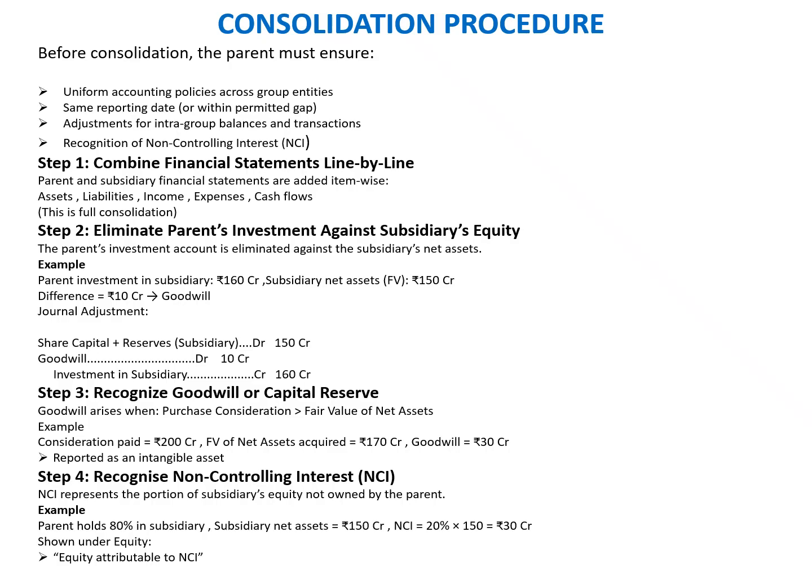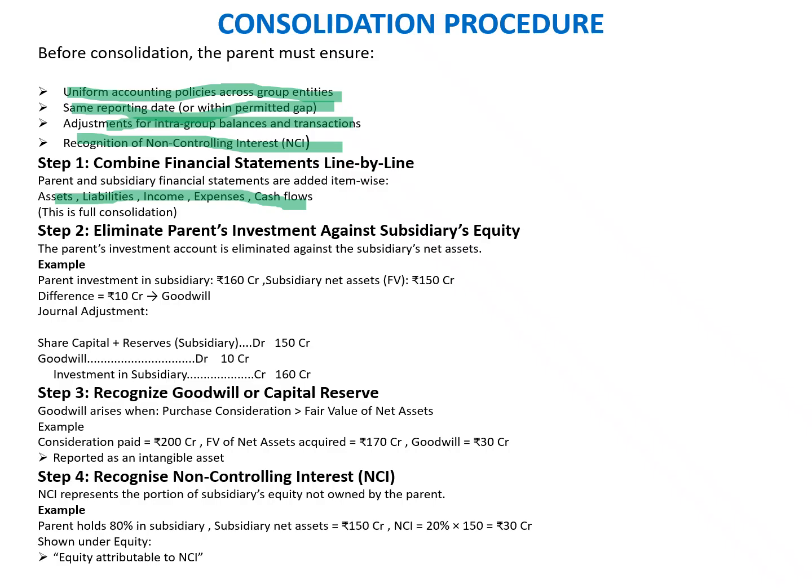The consolidation procedure: before consolidation, the parent must ensure uniform accounting policies across the group entities, the same reporting date or within the permitted gap, adjustment of intra-group balances and transactions, and recognition of non-controlling interest. How this consolidation happens, we are going to discuss step by step. We have a total of 9 steps, and we are going to talk about each of these steps in detail. First, combine the financial statements line by line. Parent and subsidiary financial statements are added item by item: assets, liabilities, income, expenditure, and cash flow. This is the full consolidation.